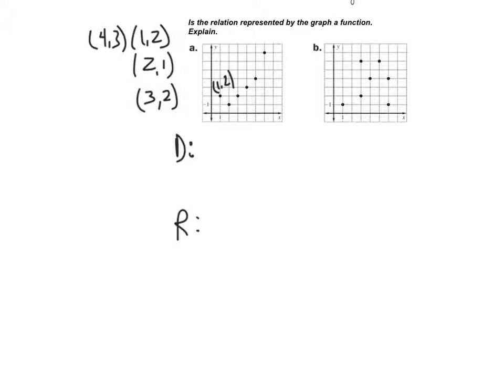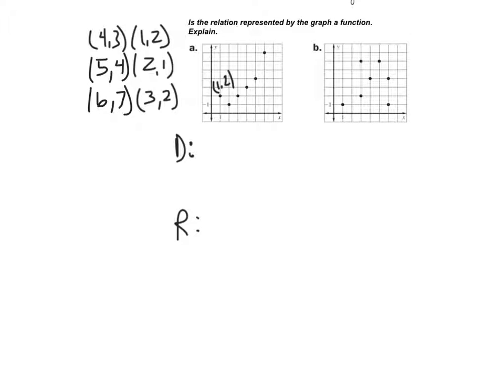And then this dot right here is right 5 and up 4. So I'm going to have the ordered pair 5, 4. And then the last one is way over here. I'm going right 1, 2, 3, 4, 5, 6, and up 1, 2, 3, 4, 5, 6, and 7. So 6 and 7.